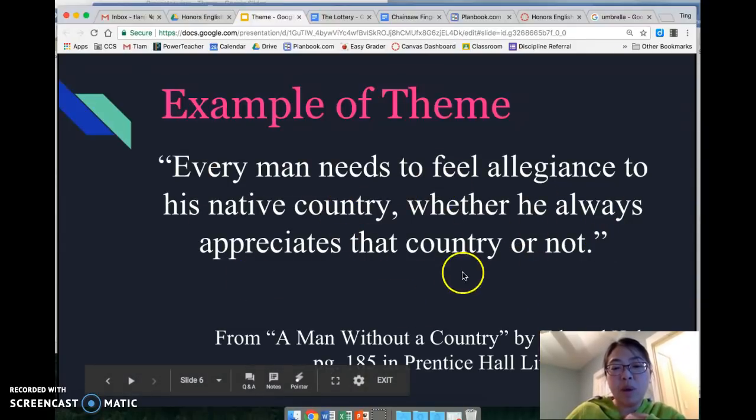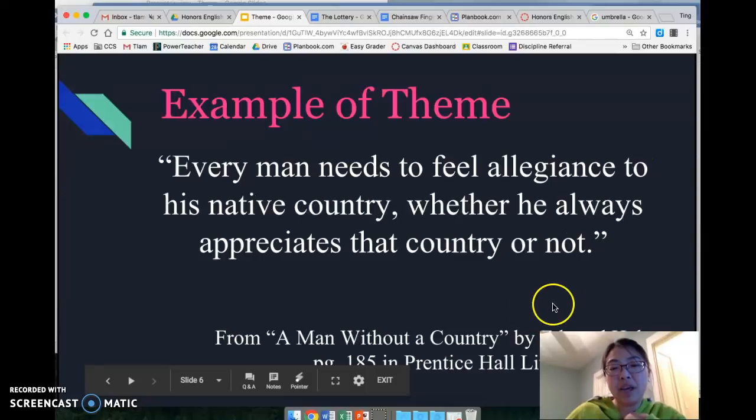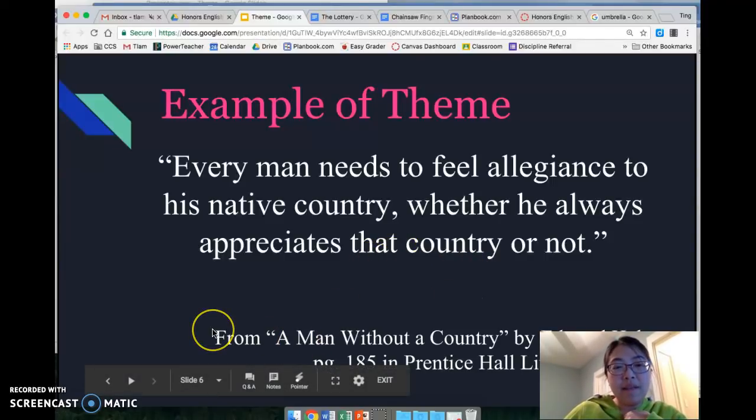Here's an example of one from a literature book. And you can see that it has to do with life. It has to do with how people feel towards their country. And it has to be an entire complete sentence. Every man needs to feel allegiance to his native country, whether he always appreciates that country or not. All right, that is it for the theme notes.